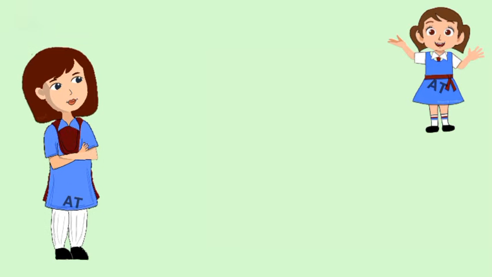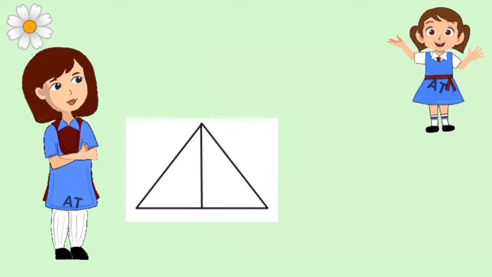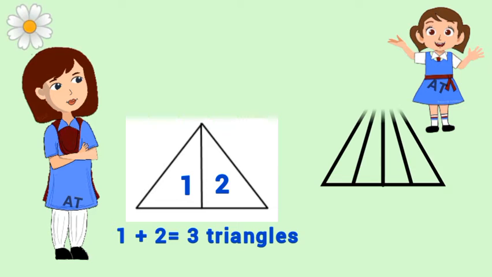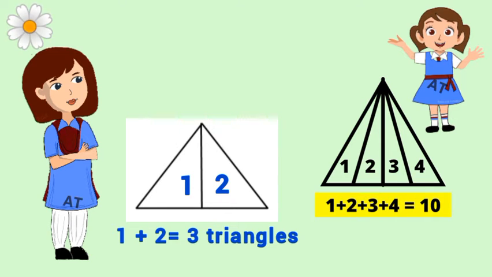We have one single triangle here. As we look at another figure, we have two partitions in this triangle. So, 1 plus 2 equals 3 triangles in total. But what is the number of triangles in this one? We have 1, 2, 3 and 4 partitions. We can add all these numbers together. 1 plus 2 plus 3 plus 4 will give us 10 triangles.